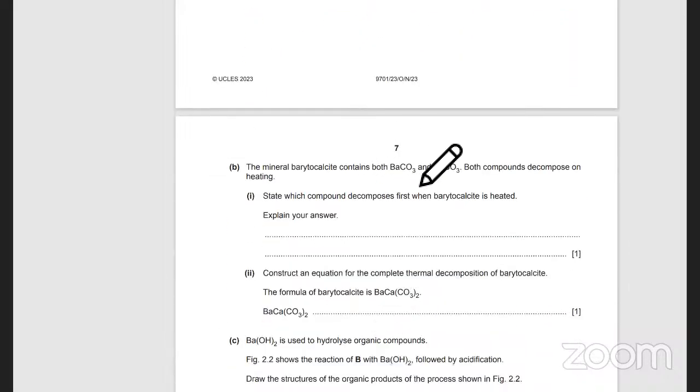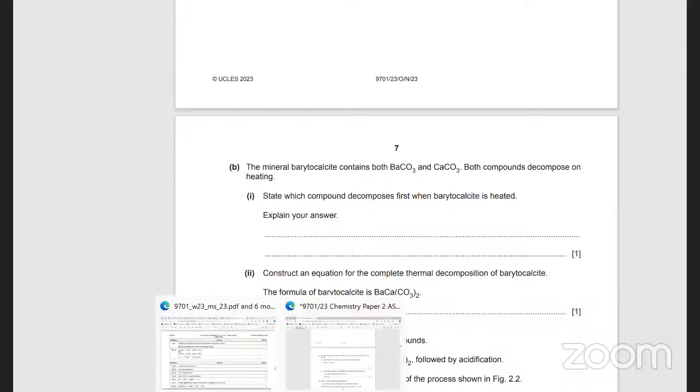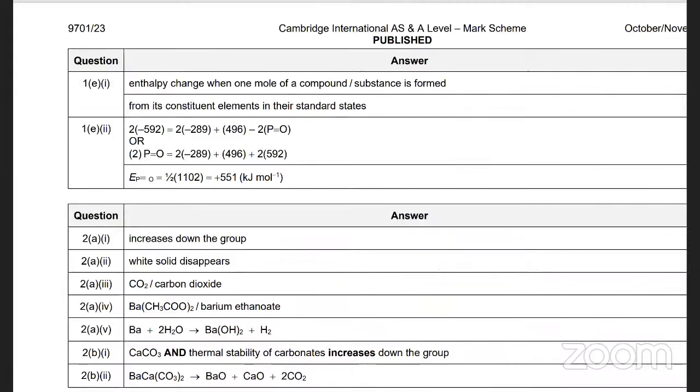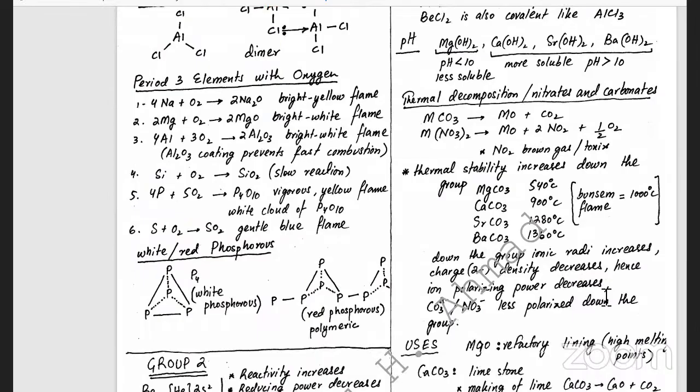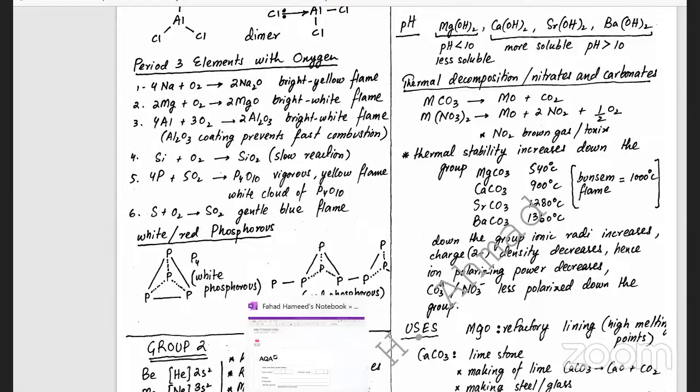Okay, the next one is that there's a mineral which contains both barium carbonate and calcium carbonate. Both compounds decompose on heating. So this is about decomposition. Which one decomposes first? For that, check the same notes, okay? Which carbonate will decompose first? Down the group, they become harder to decompose. Barium carbonate would be very stable, so calcium will decompose faster.